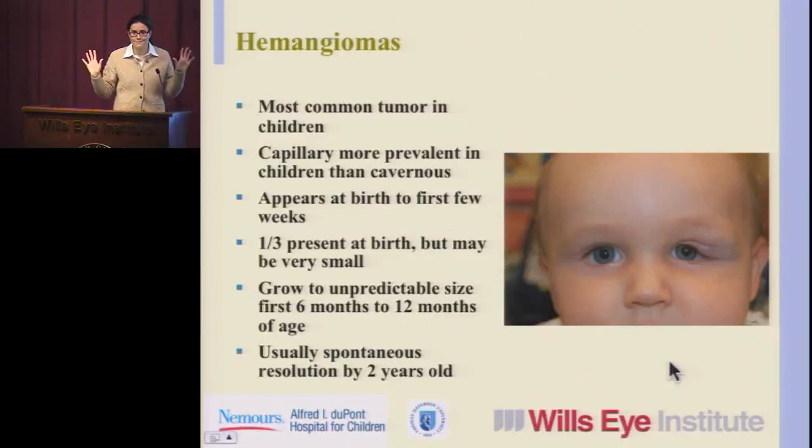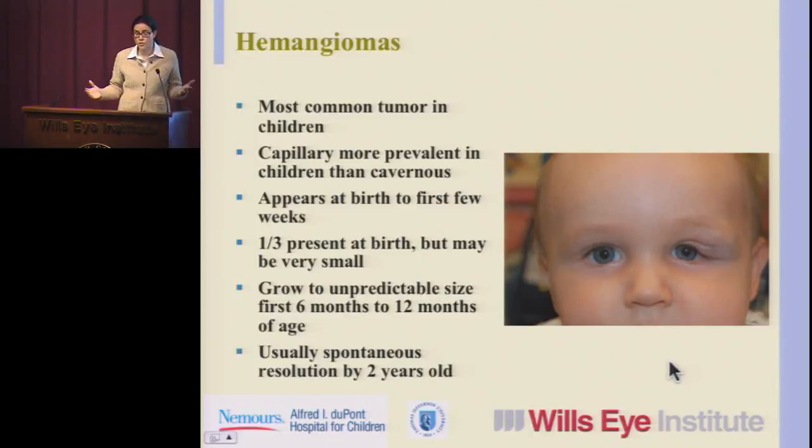All right, Orbit. Much more fun, in my opinion. So hemangiomas. Inevitably, when you do your peds rotation, you're going to see a child with a hemangioma. It is the most common tumor in children, and capillary ones are more prevalent than cavernous. It's not usually present at birth, but just the first few weeks after. Sometimes some children may have a little something present at birth, but it's usually the first few weeks after that parents are really like, oh, what is this?